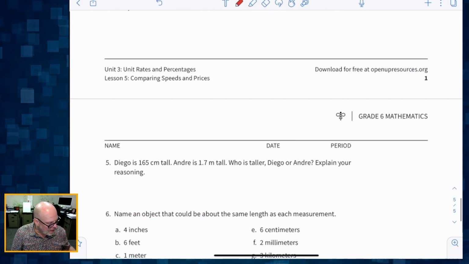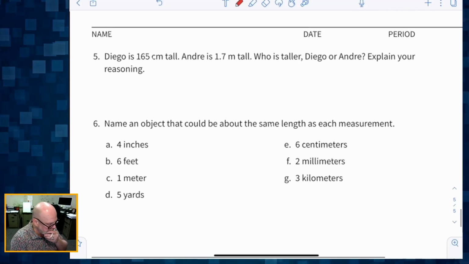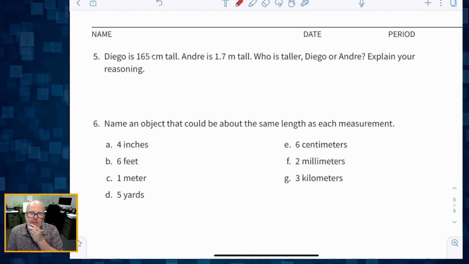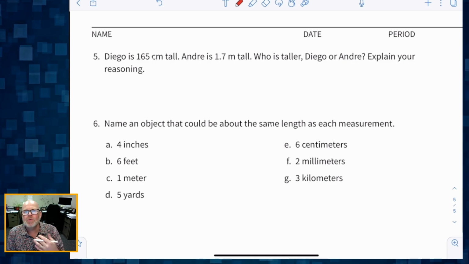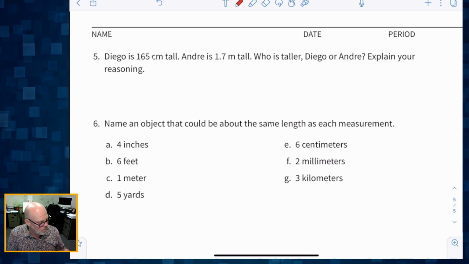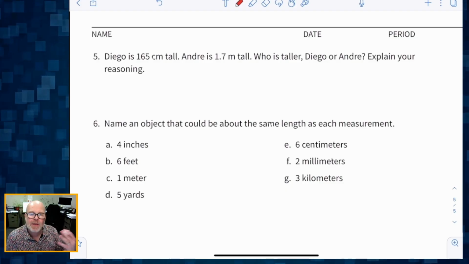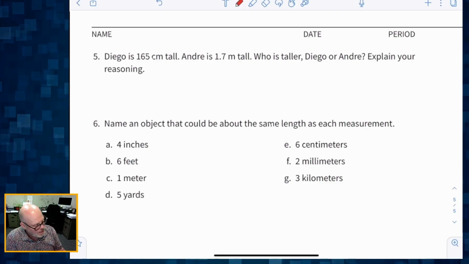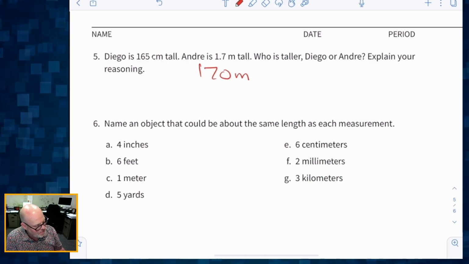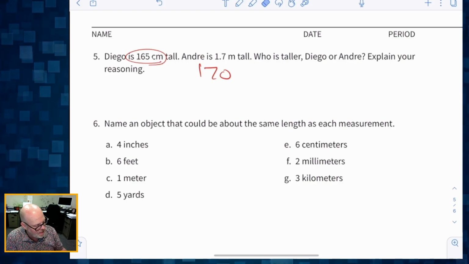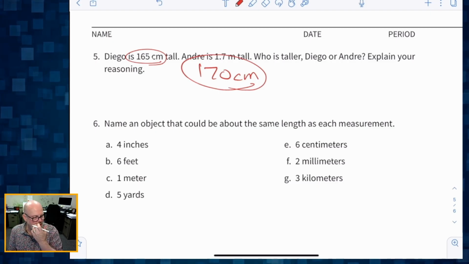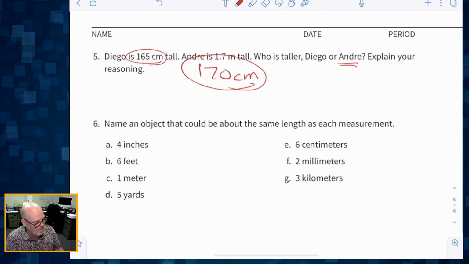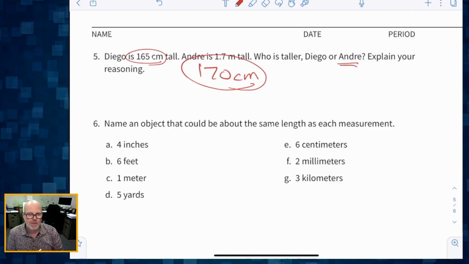All right. And then Diego is 165 centimeters tall. Andre is 1.7 meters tall. Who's taller, Diego or Andre? Well, we know that there's 100 centimeters in each meter. So Andre is 170 centimeters. Diego is 165 centimeters. So Andre is taller by 5 centimeters.